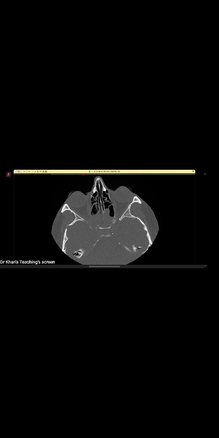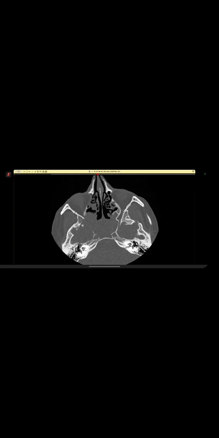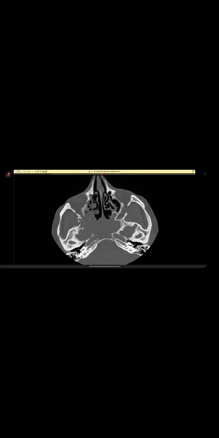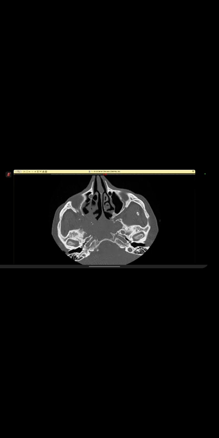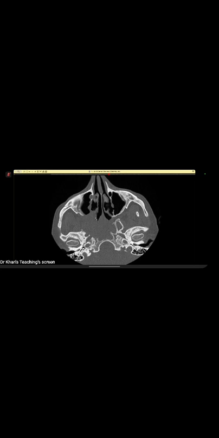You have said pterygopalatine. Show me its extension into the pterygopalatine fossa. So, sir, this area, if you can see my cursor. Can you see my cursor? I can see your cursor. Is this the pterygopalatine fossa? Sir, it is just posterior to the maxillary sinus region.